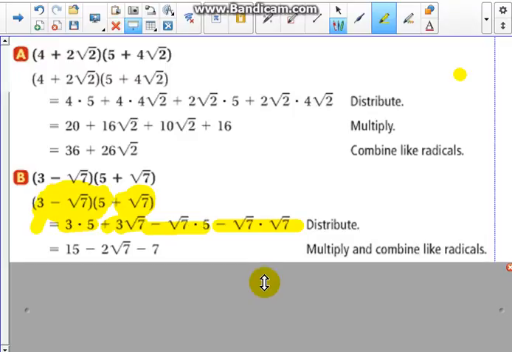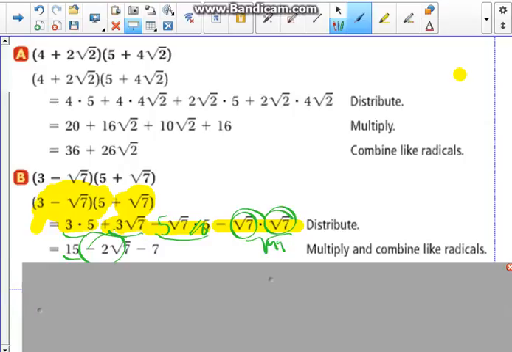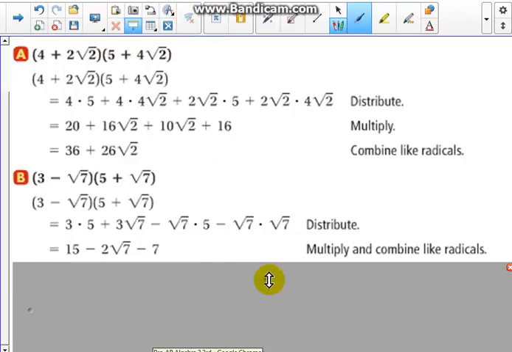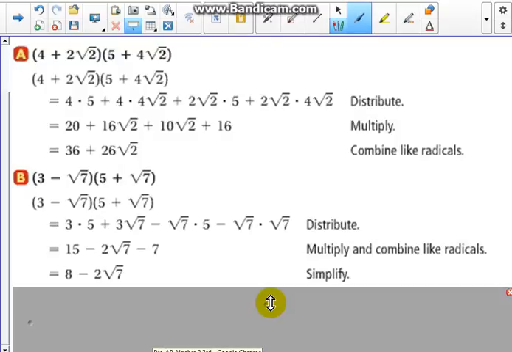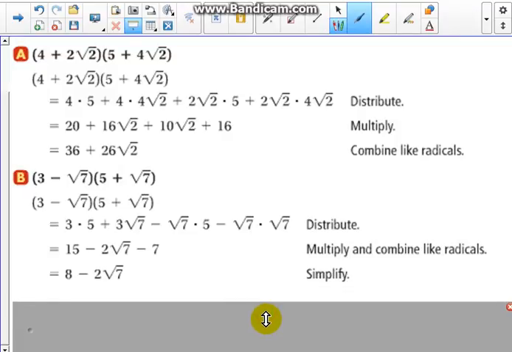And now clean it up. So we have 3 times 5 is 15. And then we've got this minus, it's going to be a 5 radical 7. So 3 minus 5 radical 7 is negative 2 radical 7. And then last, you've got minus those squared, which becomes radical 49, which is just 7. So it's a negative 7. Okay, so now combine your like terms. And you have 15 minus 7, which is 8, minus 2 radical 7. And that's our answer. It's that simple.